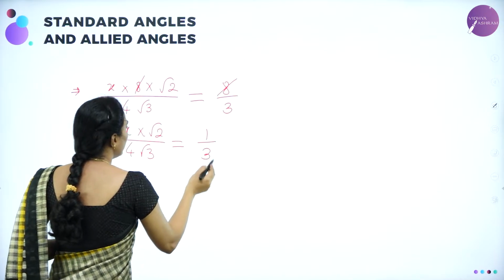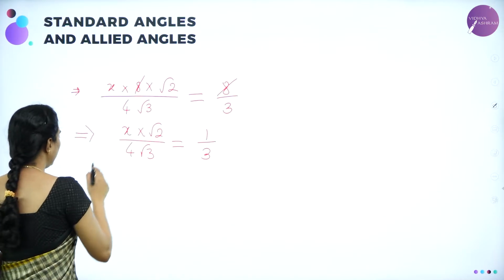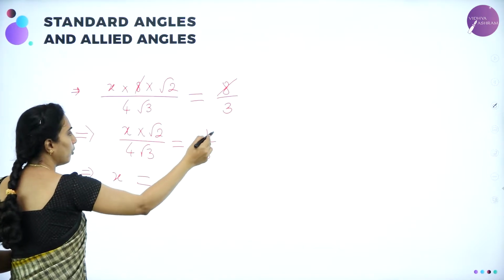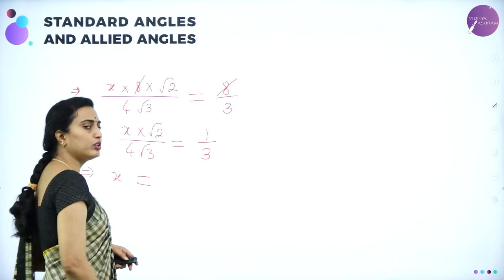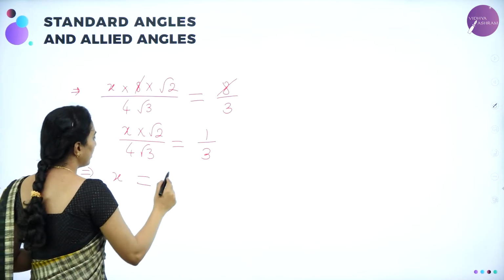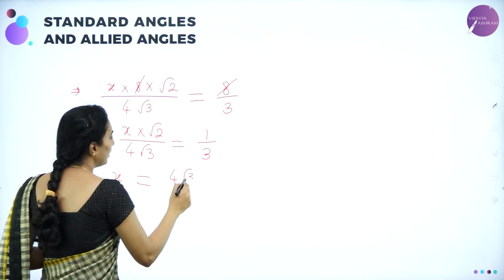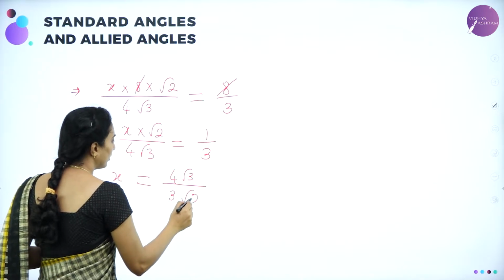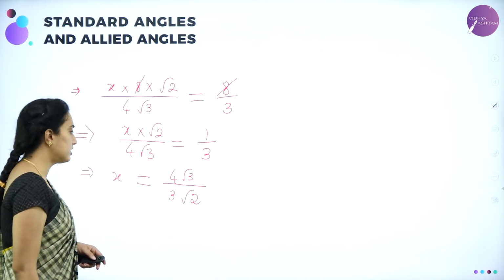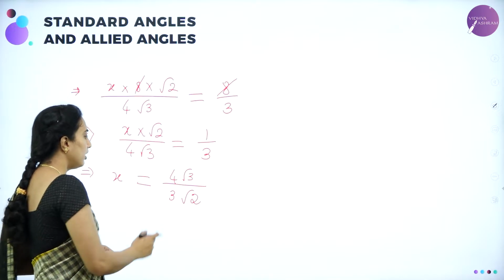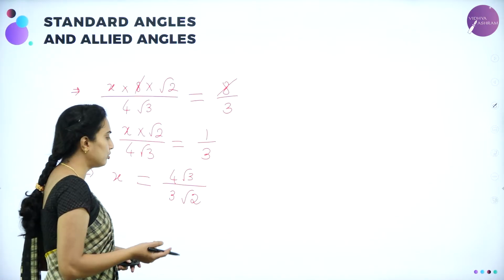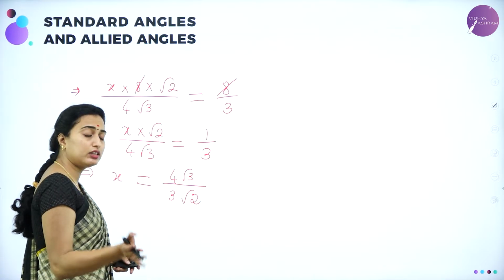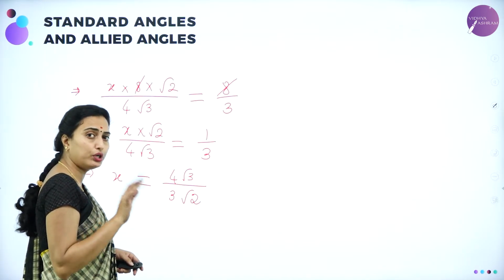Which is equal to 1 by 3. Now you can take x only here and then remaining you can cross multiply. So this will go to the numerator and root 2 will come to the denominator. So you have 4 root 3 divided by 3 root 2. Okay, now you can cancel this also if you want. See, 3 can be written as root 3 into root 3, 4 can be written as 2 into 2, another one can be written as root 2 into root 2.